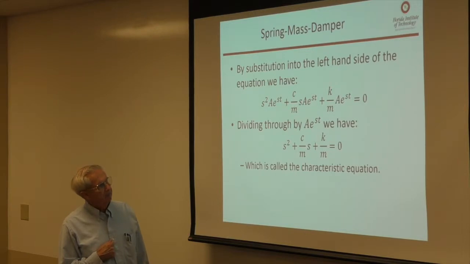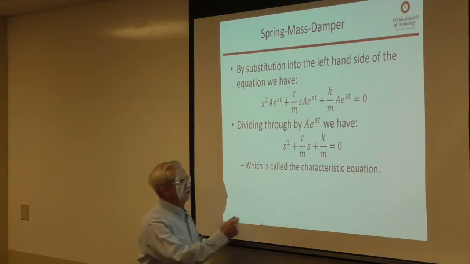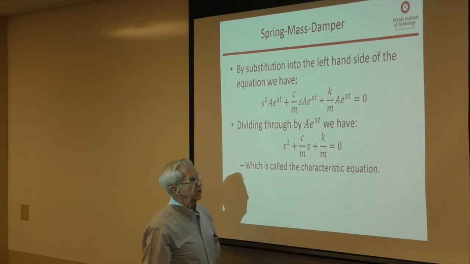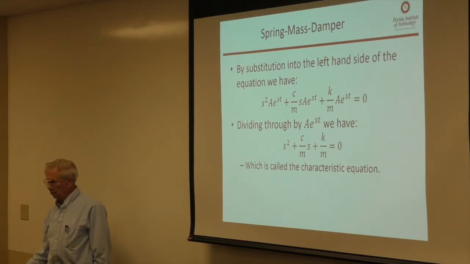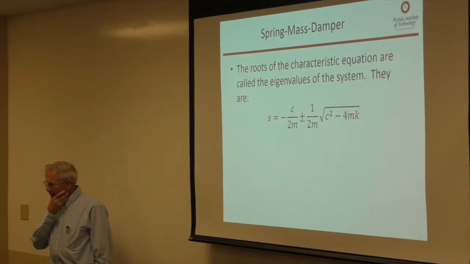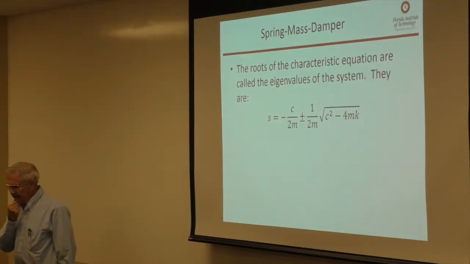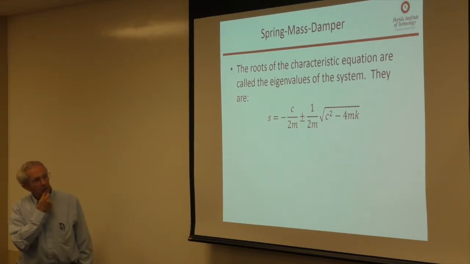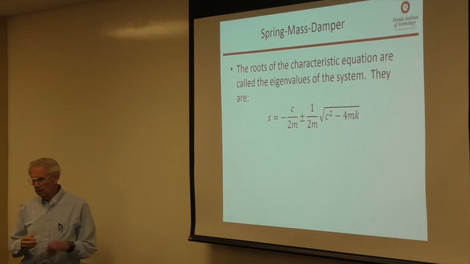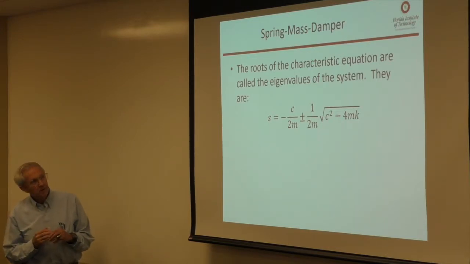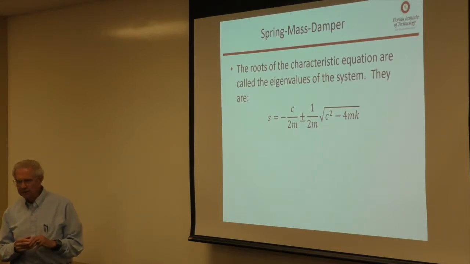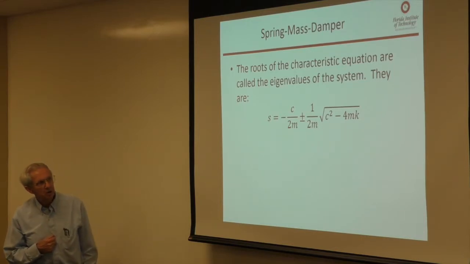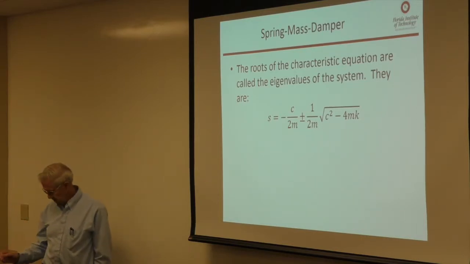we have s squared plus c over m times s plus k over m is equal to 0. And we call that the characteristic equation. And the roots of that equation are called the eigenvalues of the system. And they are the Laplace operator s is equal to negative the damping over 2 times the mass, plus or minus 1 over 2 times the mass times the square root of the damping squared minus 4 times the mass times the spring constant k.